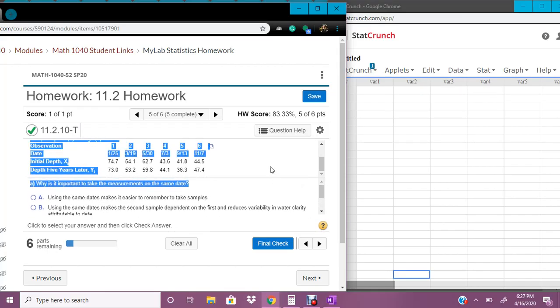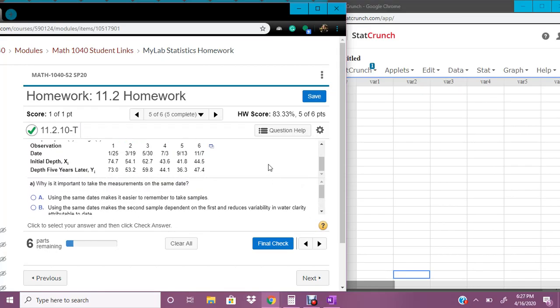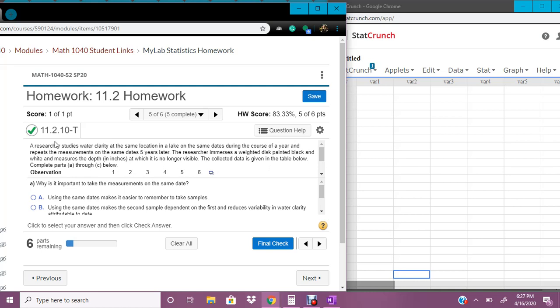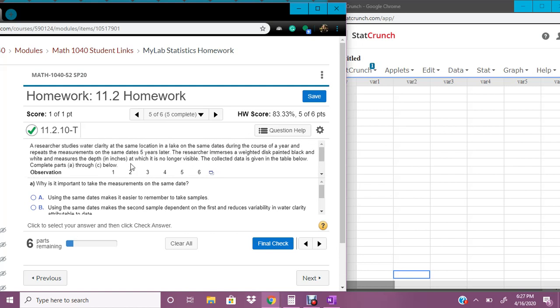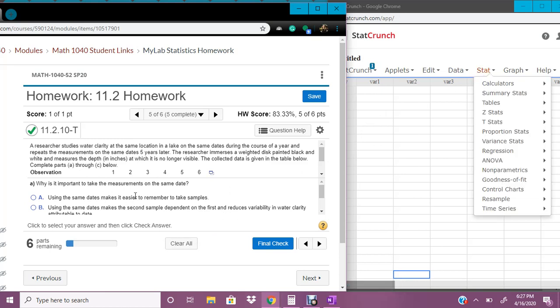All right, so this is question 5 of 11.2. We're working with paired data still. We can tell because it talks about looking at water clarity in the same lake, so that means it's a dependent data sample. And if it's dependent, then we're going to be using paired data in StatCrunch.